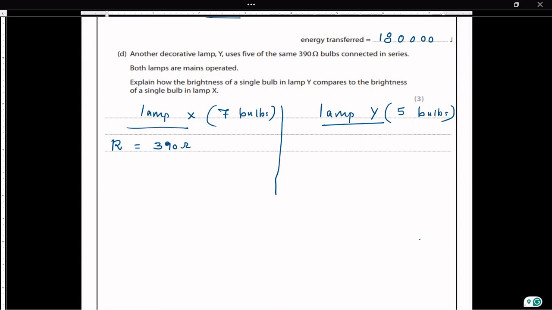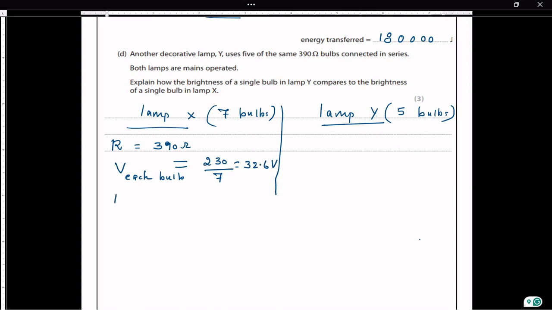And also the voltage. Remember, all these bulbs are connected in series. Therefore, the supply voltage is divided among the same 7 bulbs. Therefore, let us see what is the voltage across each bulb. Voltage across each bulb is 230. It is mains operated, but it is divided by 7 bulbs. So each bulb is getting around 32.6 volt.